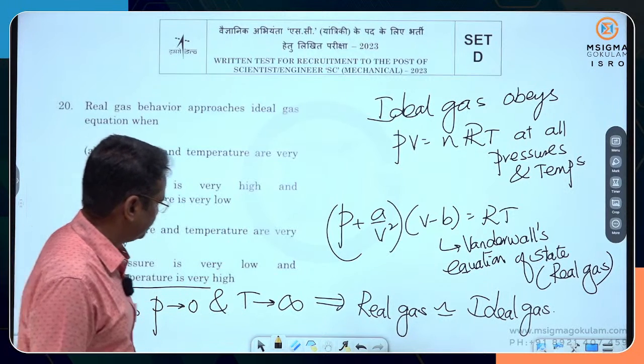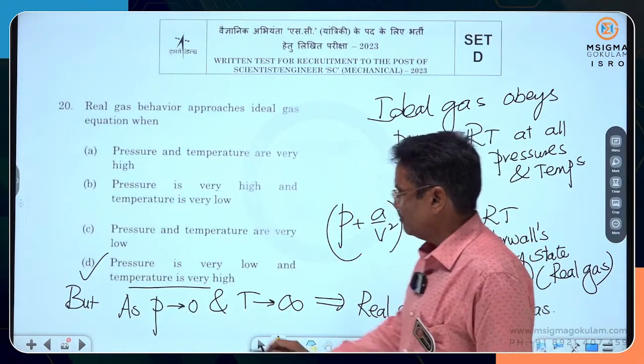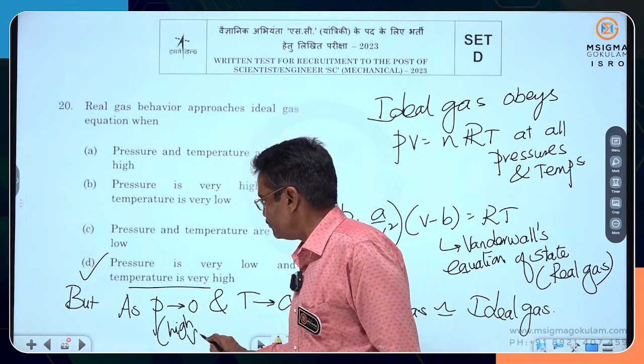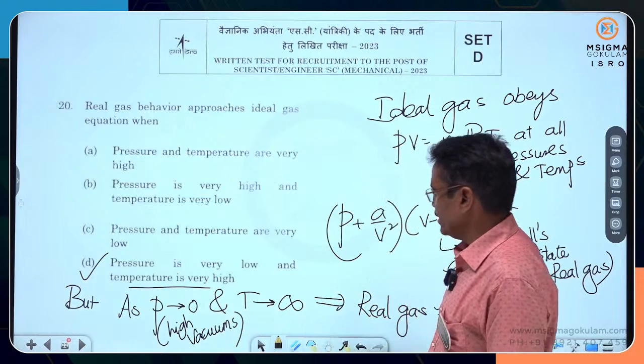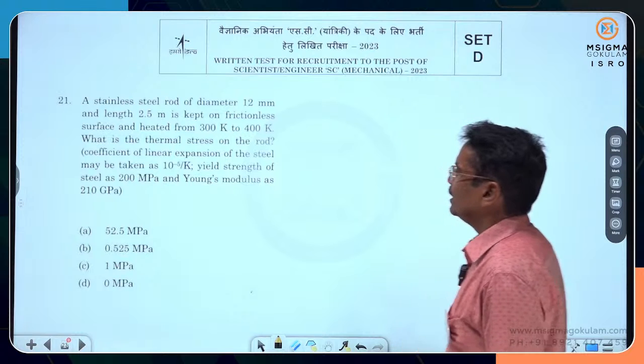Answer is D. High vacuums and high temperatures, I can say. P tends to 0 means very high vacuums and T tends to infinity. Real gas and ideal gas will be the same.